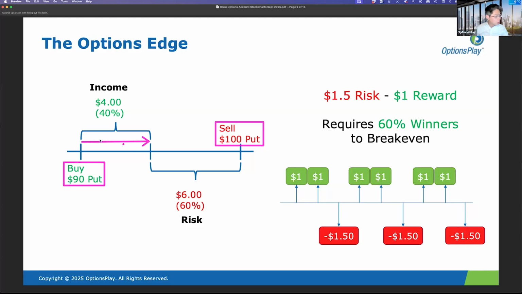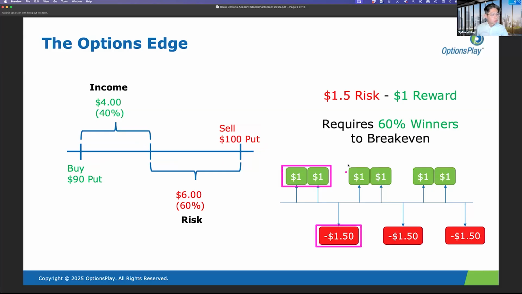And that means that now you're collecting 40% of the vertical width, which means that your risk is only going to be 60% of the vertical width. That skews your risk to reward ratio now to 1.5 to 1. So if you repeat that same cycle again, where you have 2 winning trades where you win $1, 1 losing trade where you lose $1.50, 2 winning trades where you win $1, 1 losing trade where you lose $1.50, and you repeat that cycle over and over again, now you have a winning formula.